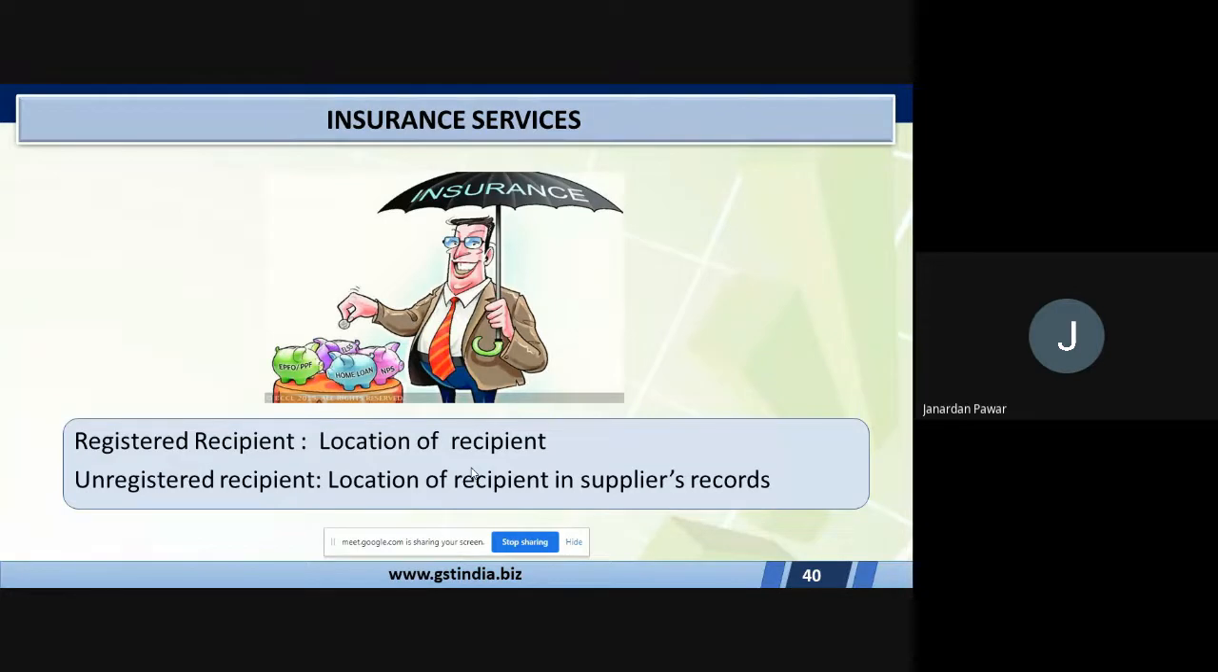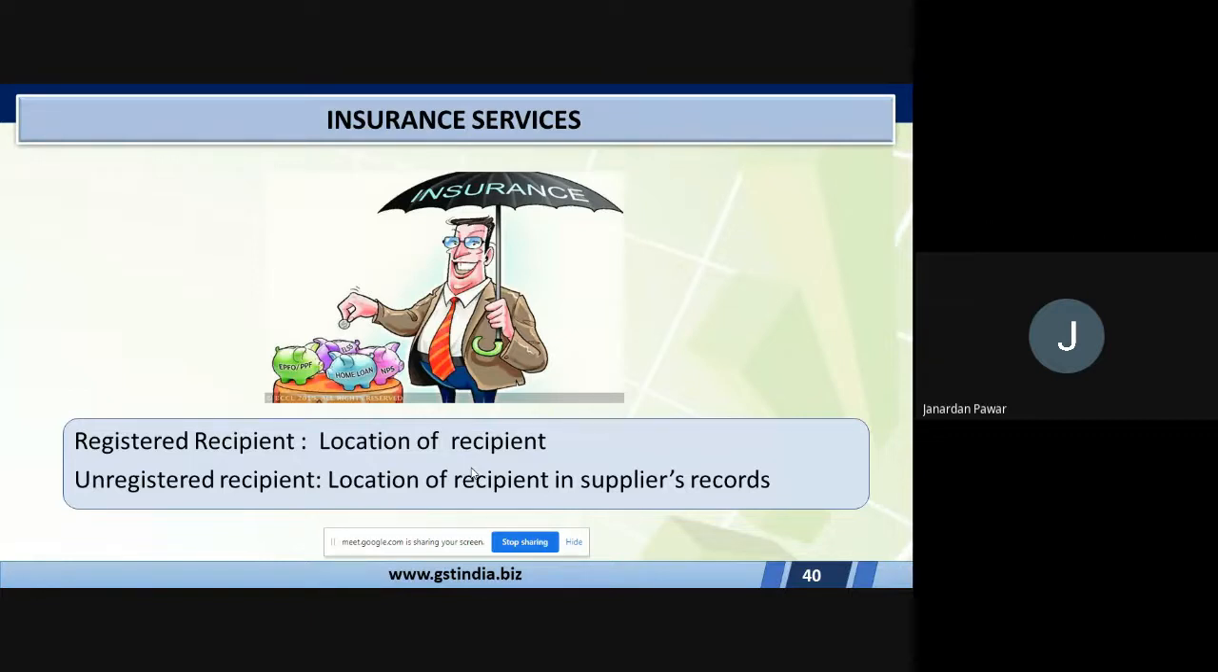So if we get some insurance and insurance related services, those are covered under the GST also. Today in this session, we are talking about insurance related services. If we go for a home loan, if we go for NPS, if we go for EPF, Employees Provident Fund Organization, or PPF, all those things are covered here. If we get any sort of insurance service, then what will be the place of supply? That we are discussing here. Just look at this slide. I'm going to talk about, if we get some insurance related services, then what will be the place of supply?